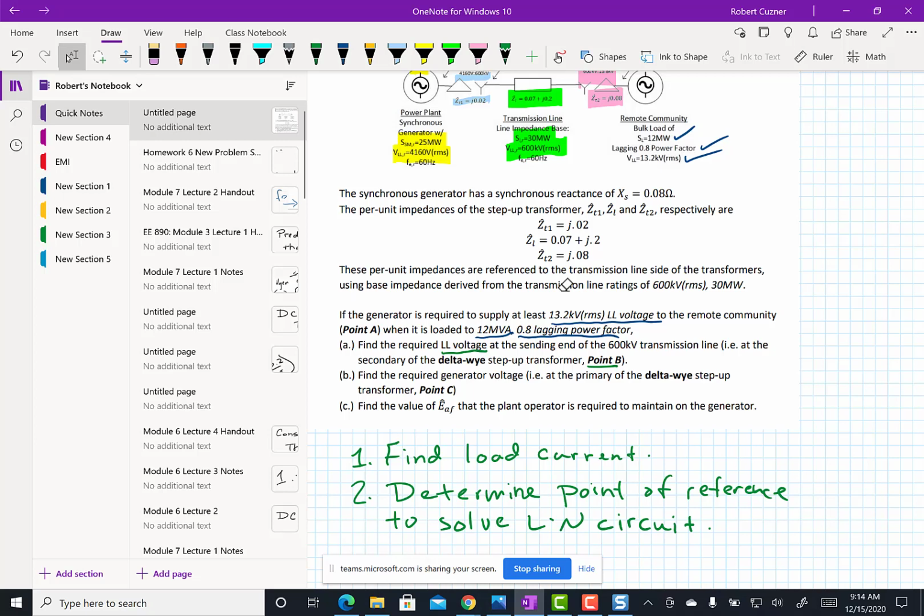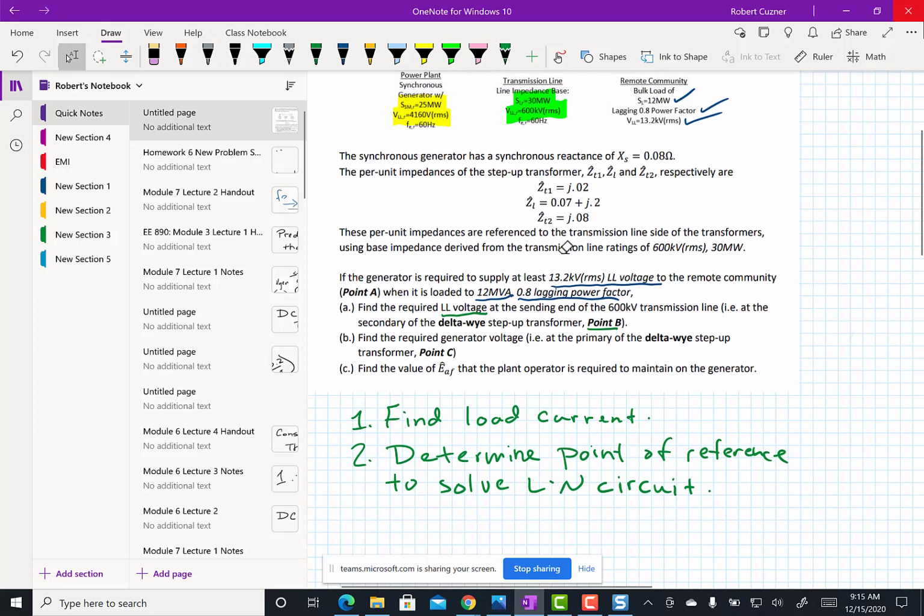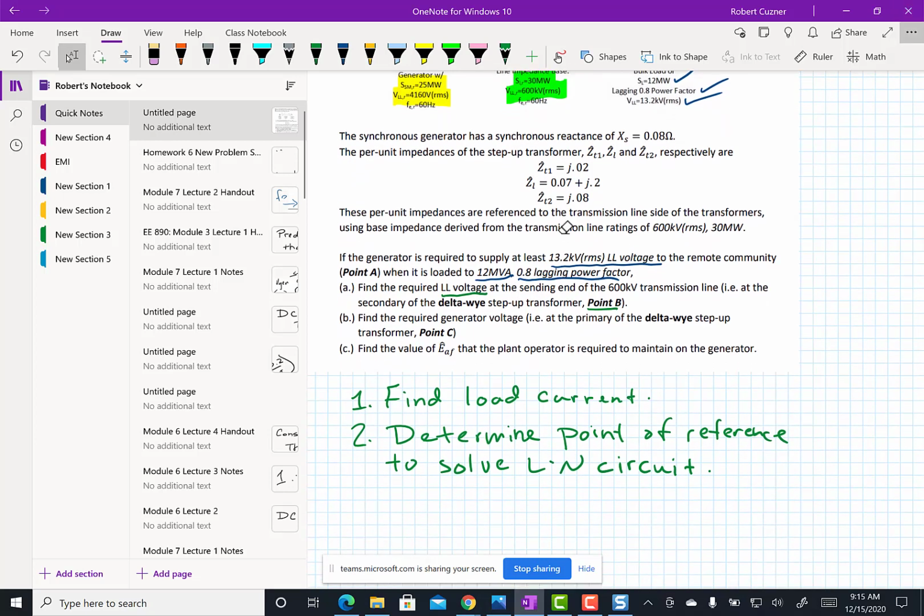Figure out which point you would use to create the line to neutral circuit. So what does that mean, really? I don't have any transformers in my line to neutral circuit, right? That means I'm referring things to somewhere. So you're trying to determine where your main reference point is in comparison to your load and your feeding.